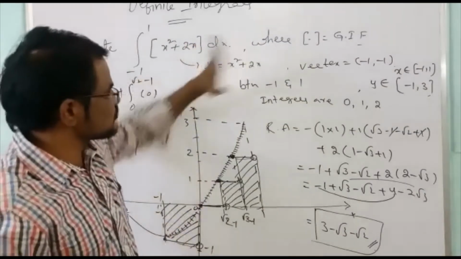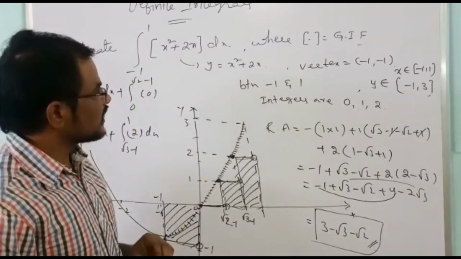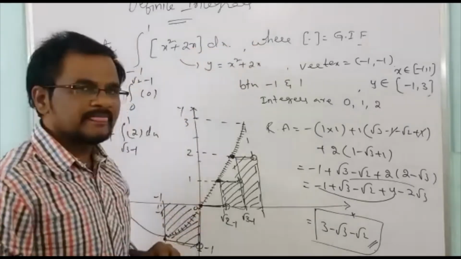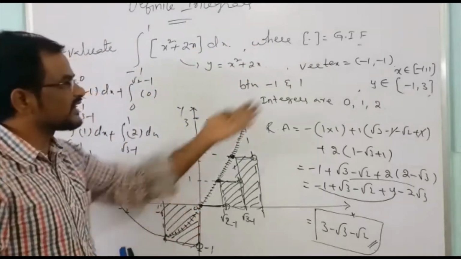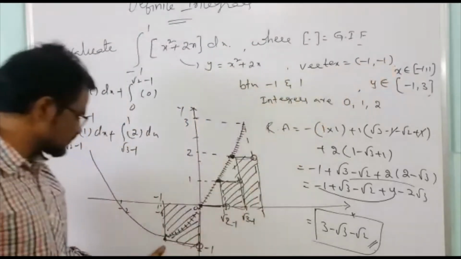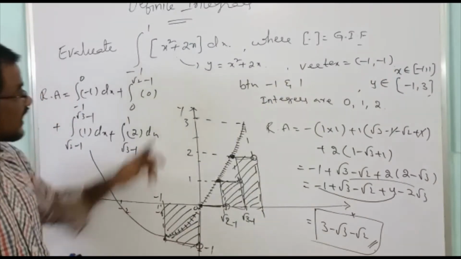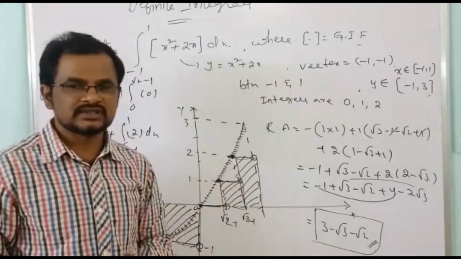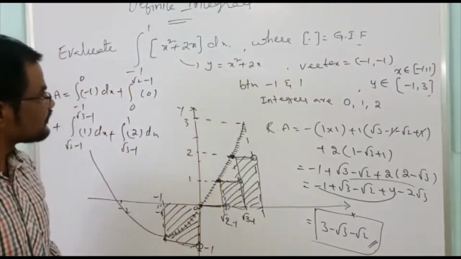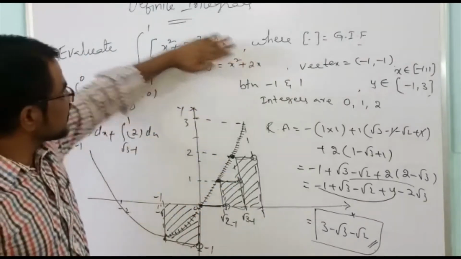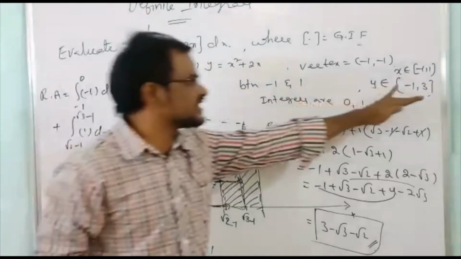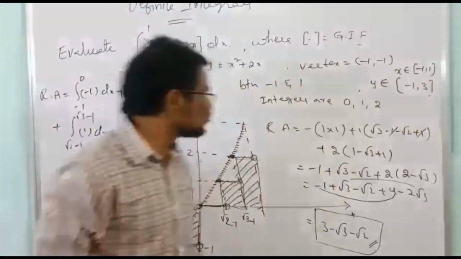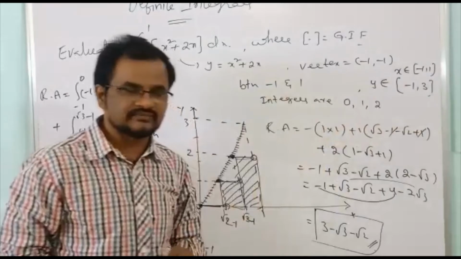So this one you take as y, and this is a parabola which opens upwards, and the vertex of this parabola is (-1, 1). So we have to find the integral value between -1 to 1, right? After that, the range of this one according to this domain is -1 to 1, but between these two there are 3 integers.